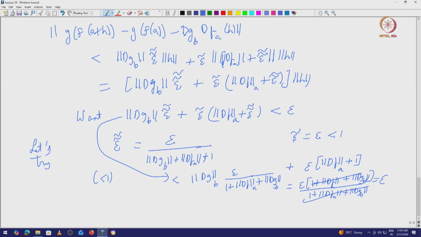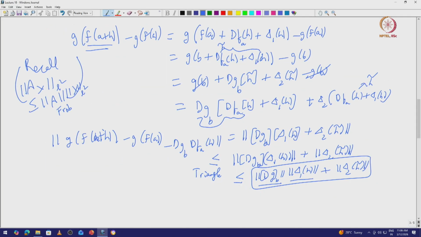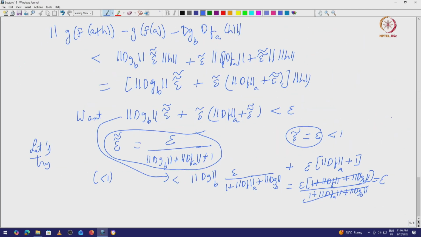So in other words, by making this choice and this choice, we can ensure that indeed, if h is sufficiently small, this happens. So we are done. Okay? So we are done.